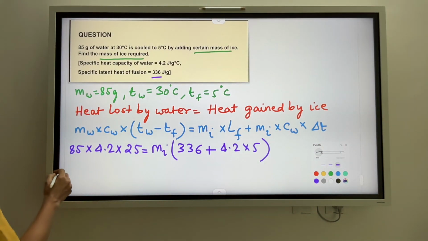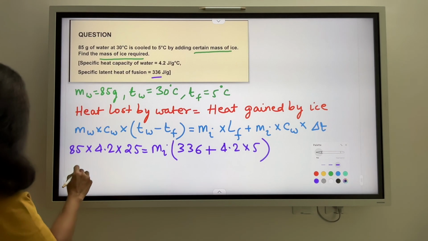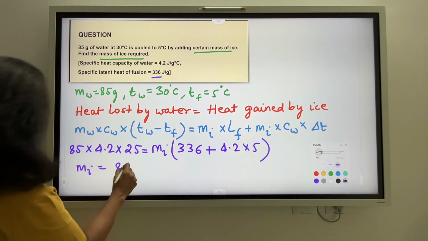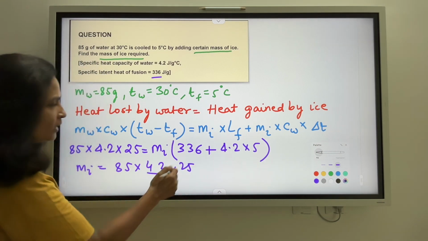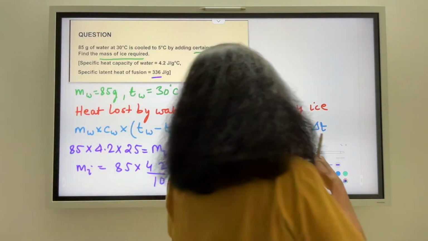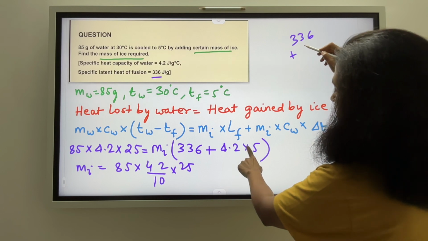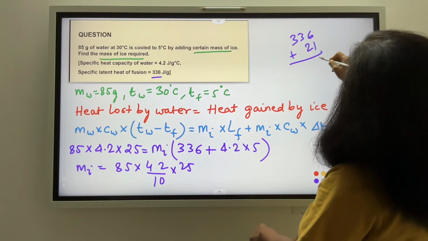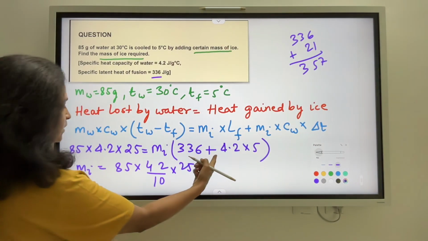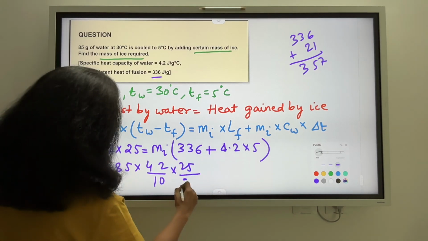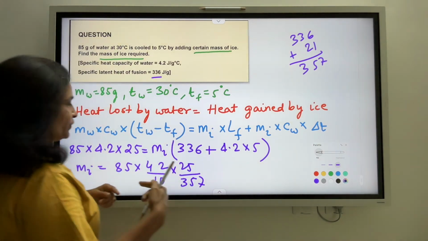All right, now we have to do the necessary calculations here. So what do I have? Mass of ice is equal to 85 into 4.2, 4 decimal हटा देते हैं, by 10 into 25 and bring this down. So this is going to be how much? 336 plus how much is this? 5 2s are 10, 21. So 6 7 3 5 357. So this side is a 357. So when it comes here, it divides 357. So I have brought this to the left hand side.